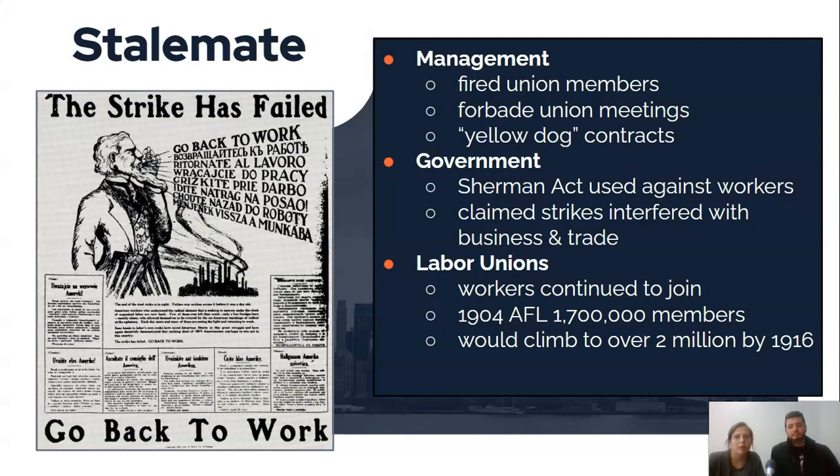All right, so management. Management is going to fire union members. They're going to forbid union meetings, and they're going to have people sign yellow dog contracts. Do you want to elaborate on that? Yeah, a yellow dog contract is a contract where you agree to not join a labor union. So if you take this job and sign a yellow dog contract, you are agreeing to not be represented by a union, which means that the owners can raise or lower your wages or fire you or do whatever without having to worry about a union.